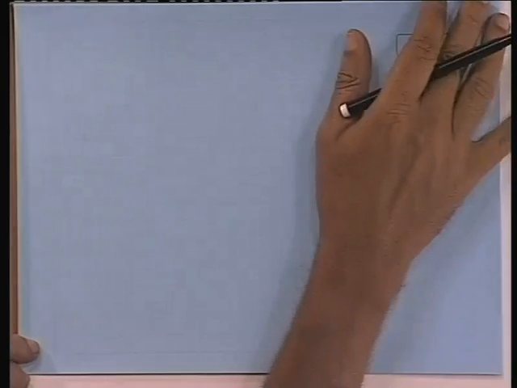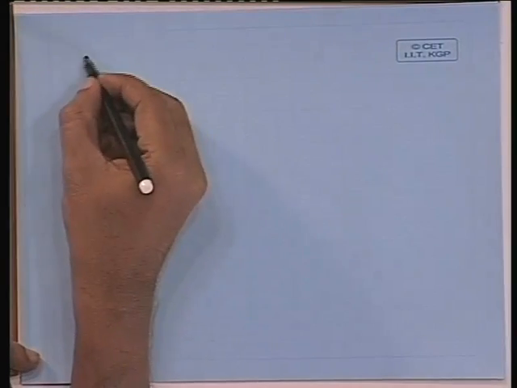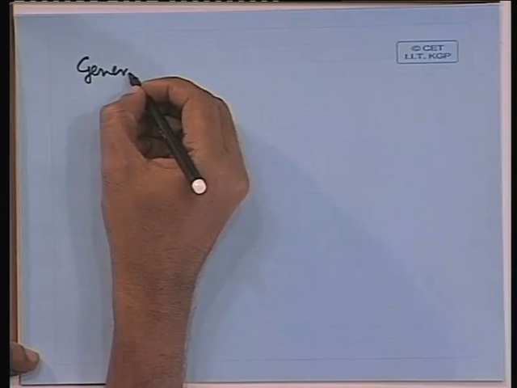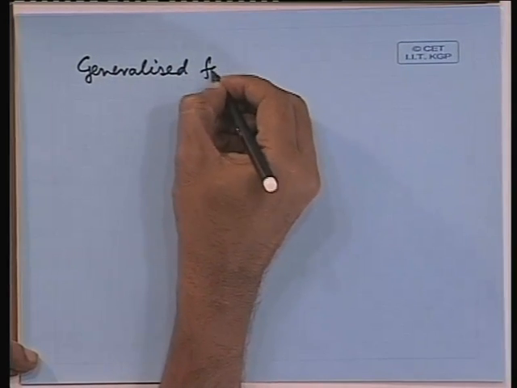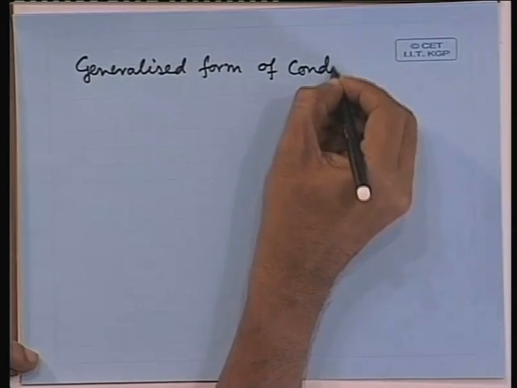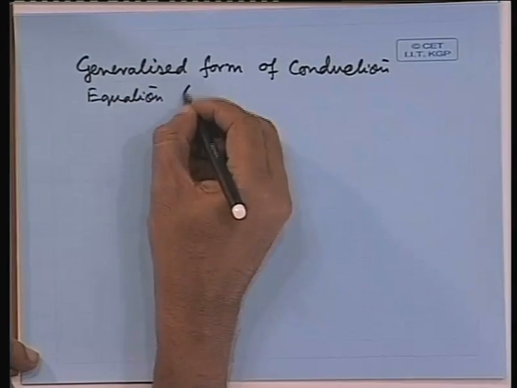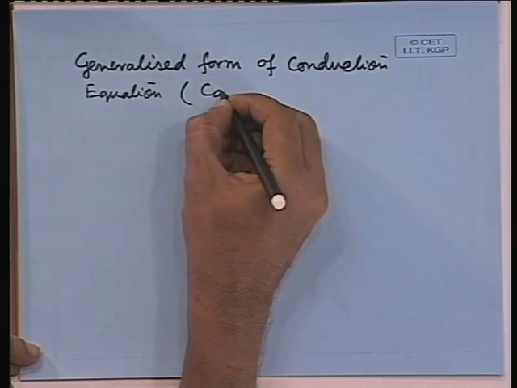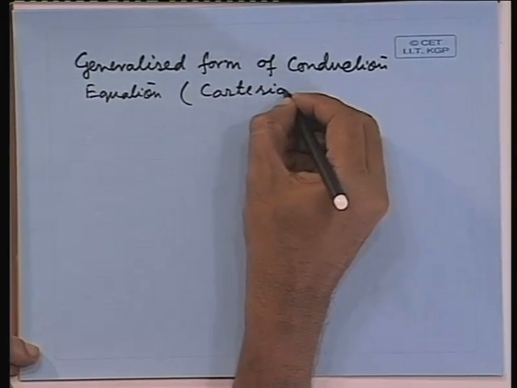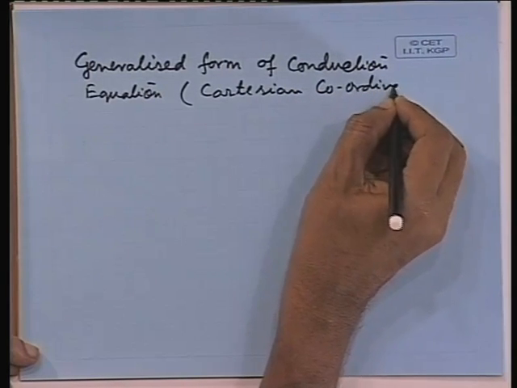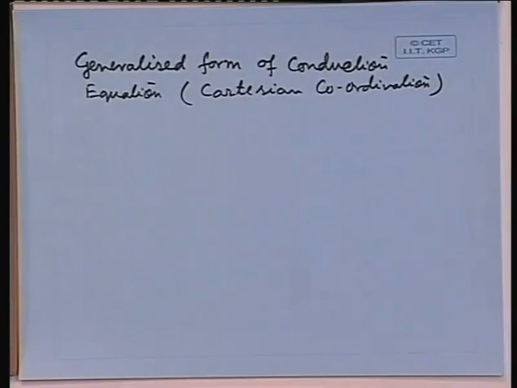Now, one can try different other things, and one can write the generalized expression of conduction equation. Generalized form of conduction equation. So, here let me write this is in Cartesian coordinate, because in cylindrical polar coordinate and spherical polar coordinate we will get different expression. Actually, this equation one can derive easily, but I will not do that.